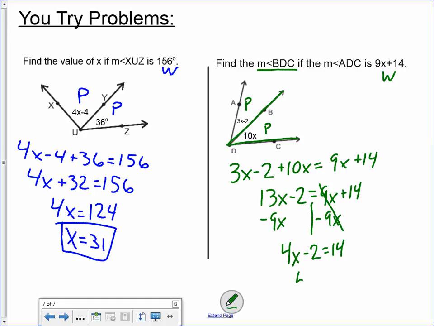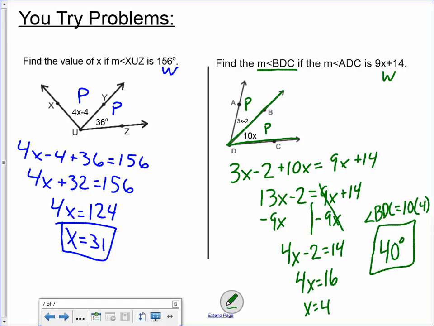Add 2 to both sides, you get 4x equals 16. Divide both sides by 4, you get x is equal to 4. Now the question asks, what is the measure of angle BDC? So the measure of angle BDC is equal to 10 times x, which we found x to be 4. So 10 times 4, 40 degrees should have been your final answer here.